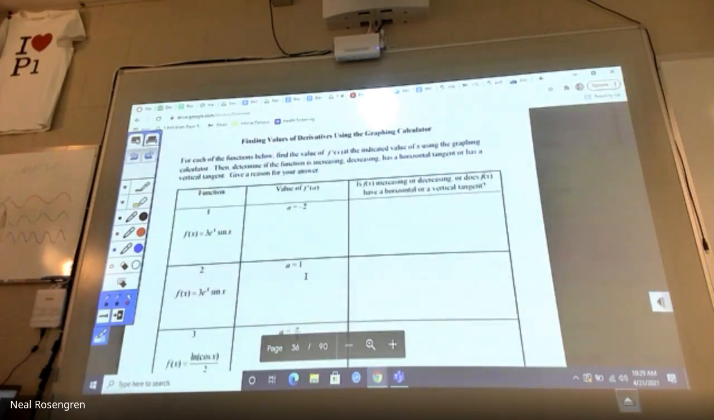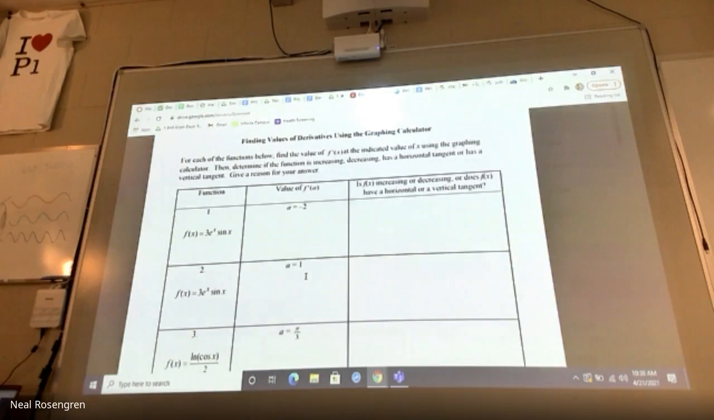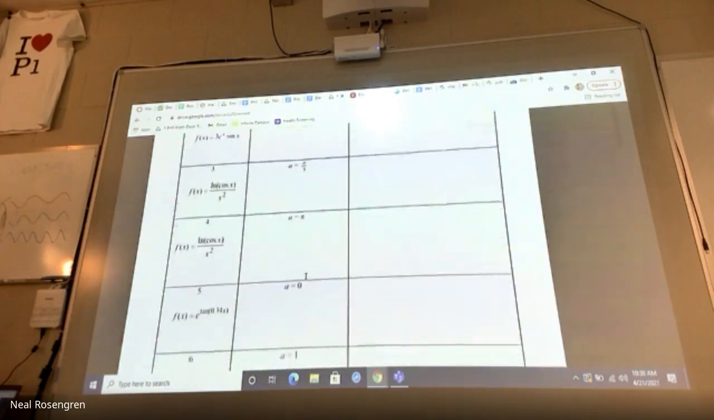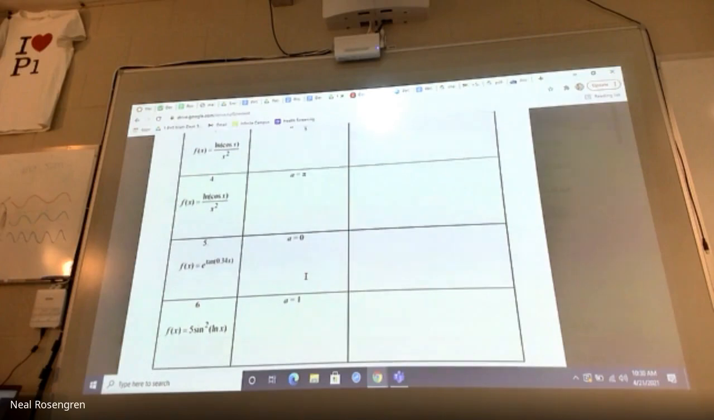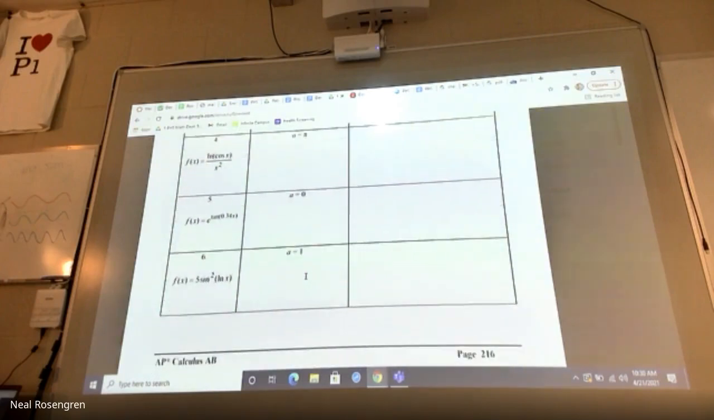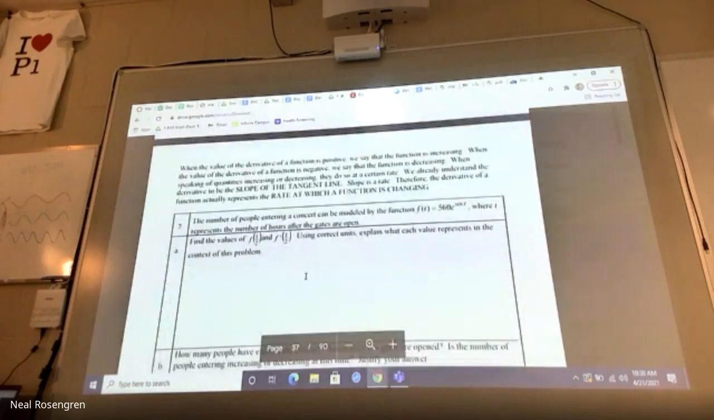216 is good. It's a calculator thing where they give us a function and ask us to find the derivative at a certain spot. And then say, is it increasing, decreasing? Does it have a horizontal or vertical tangent line? Just to kind of get us back in the mode. But they're trickier functions with not so nice answers potentially. So we let the calculator do the work.